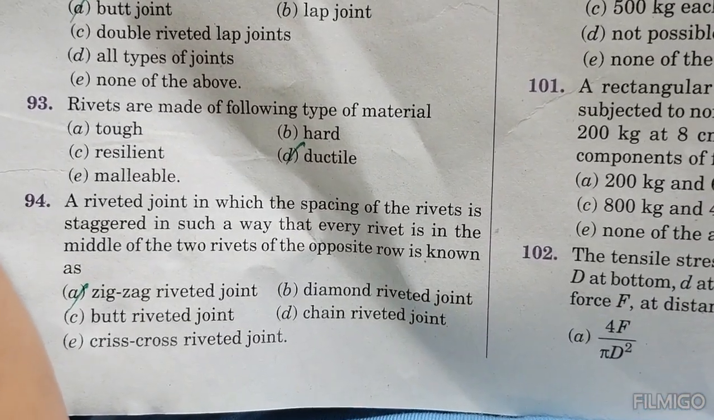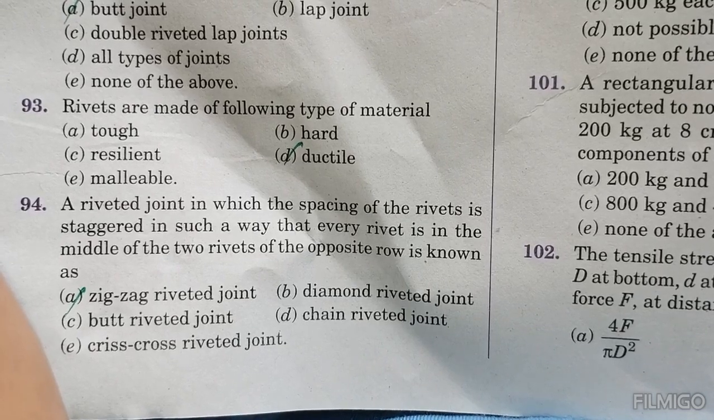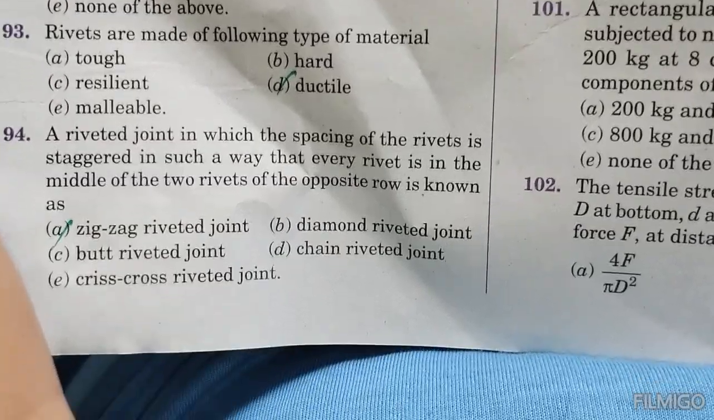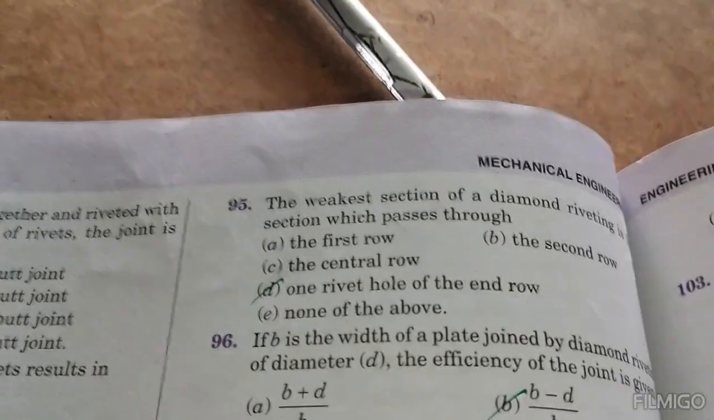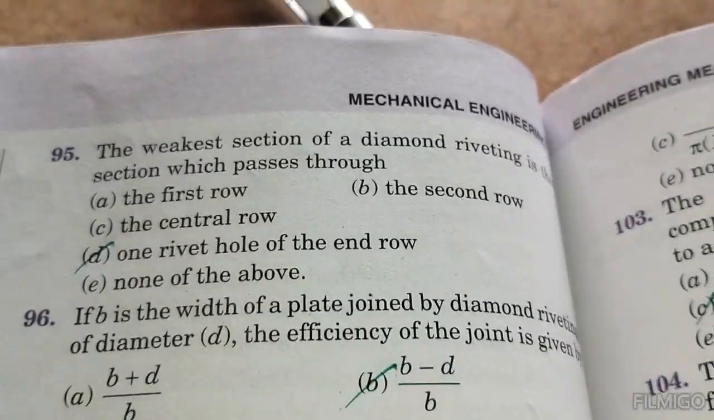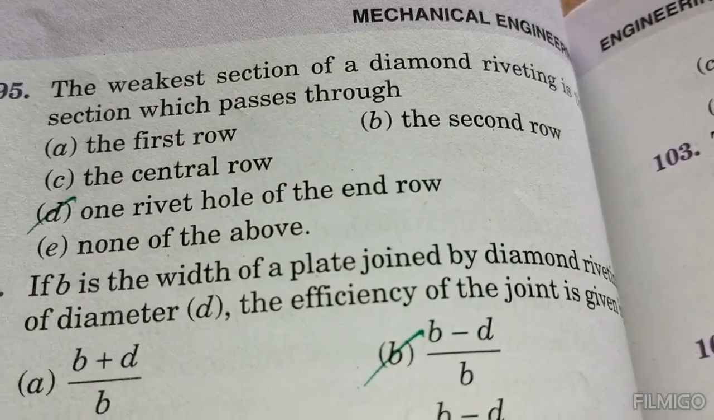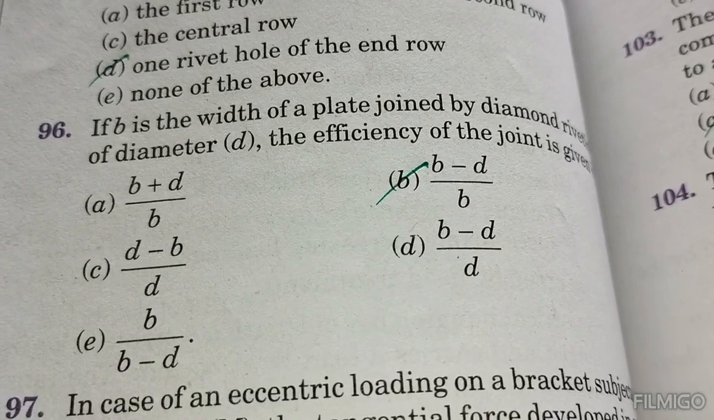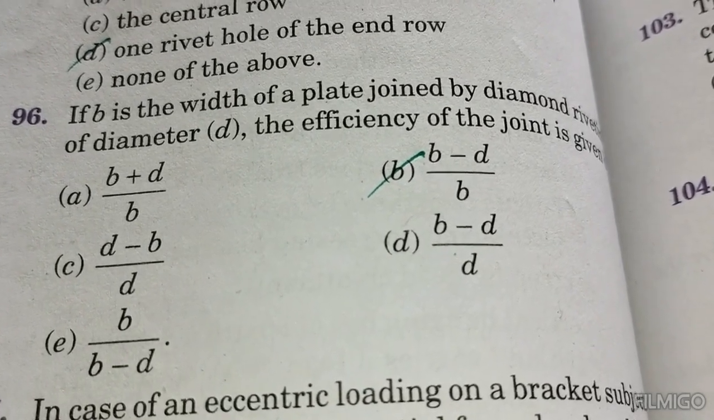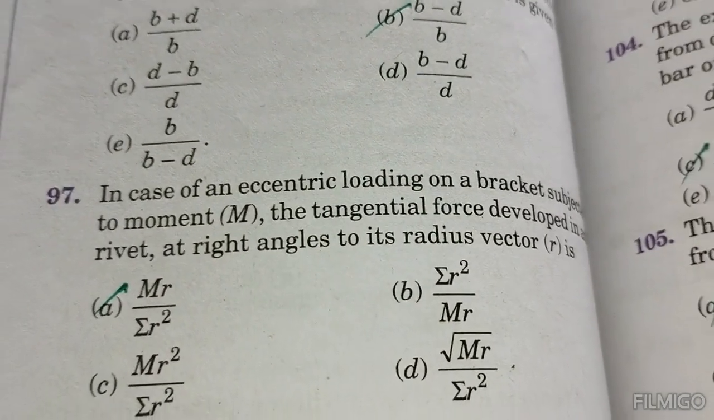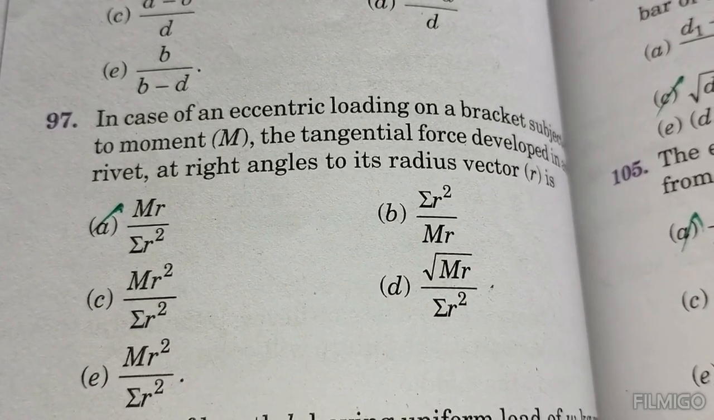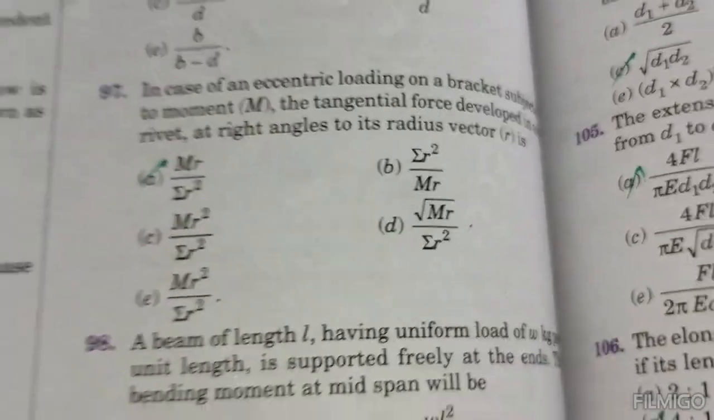A riveted joint in which the spacing of rivets is such that every rivet is in the middle of two rivets of the opposite row is known as a zigzag riveted joint. The weakest section of diamond riveting is the section which passes through the one rivet of the end row. For a plate of breadth b with diamond riveting of rivet diameter d, the efficiency of the joint is given by (b minus d) by b. In the case of eccentric loading, the bracket is subject to a moment; the tangential force developed in a rivet, at right angles to the radius, is M r by sigma r squared.